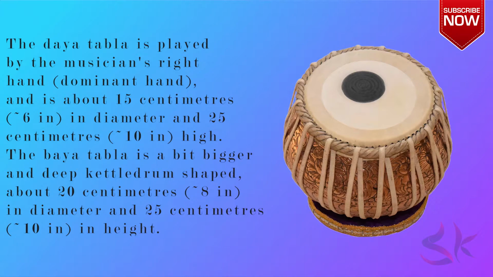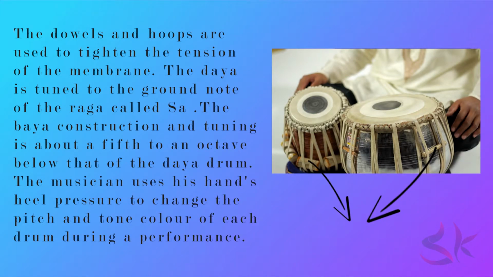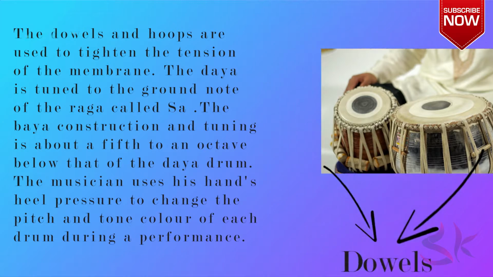Each is made of hollowed out wood or clay or brass. The daya drum is laced with hoops, thongs and wooden dowels on its sides. The dowels and hoops are used to tighten the tension of the membrane. The daya is tuned to the ground note of the raga called sa. The baya construction and tuning is about a fifth to an octave below that of the daya drum. The musician uses his hand's heel pressure to change the pitch and tone color of each drum during a performance.